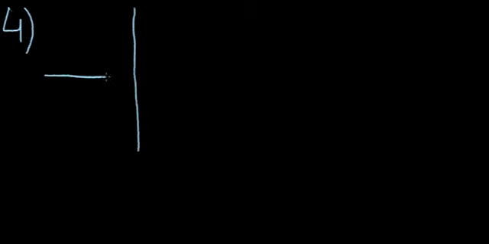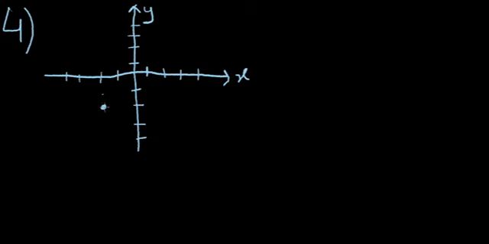So, this is the x-axis. This is the y-axis. So, 1, 2, 3, 4. The opposite vertices are at ordered pair negative 2 and negative 2, so over here. And plus 2 and plus 2, so that's over here. It says that it's a square, so all the sides are going to be equal.